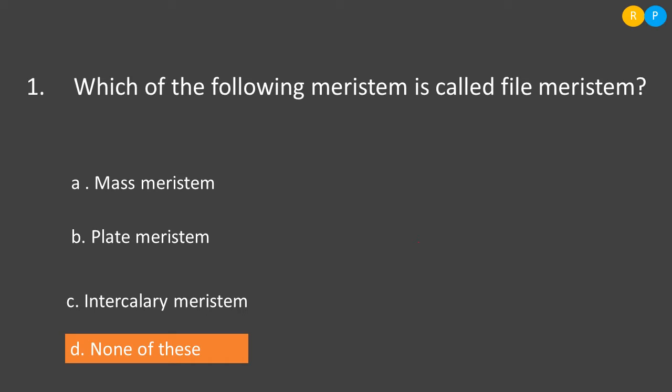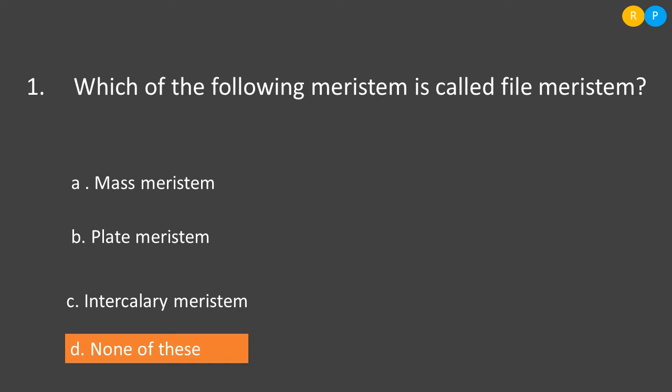One type of meristem based on the plane is rib meristem. Then another one is plate meristem. Then one more is mass meristem. So these are the three types divided based on the plane. Clear? So let us move to the options.